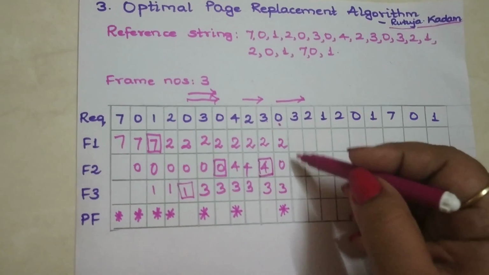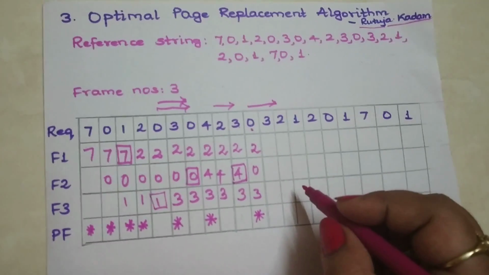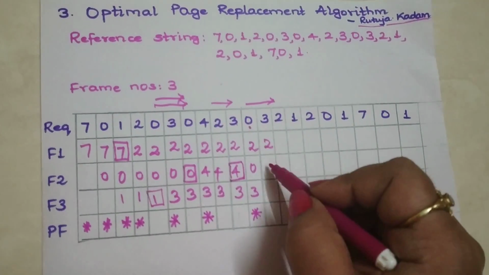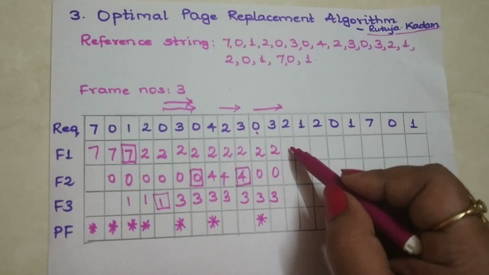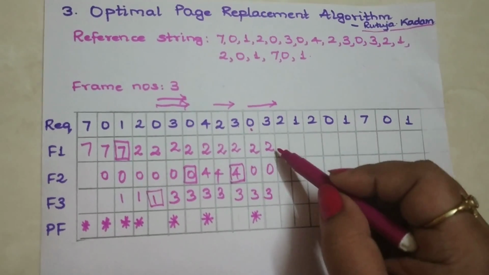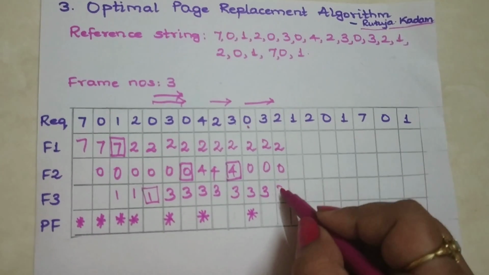Then comes 3. This 3, check the contents in this frames. Is it available? Yes, it is available. So no page fault, it is a page hit. So we'll write the contents as it is. Okay. Then comes 2 again. 2, check the frame contents. 2 is available, page hit, no page fault. So write the contents as it is.